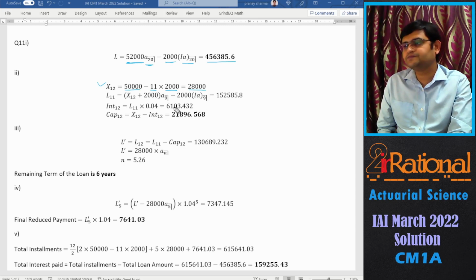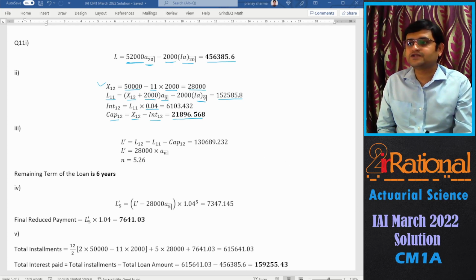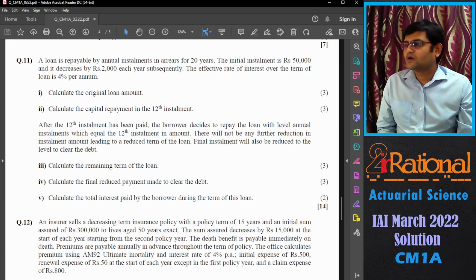That gives us 28,000. So our loan after the 11th payment, the next payment is going to be the 12th payment. So this plus 2,000, we have 9 years remaining. So this becomes our loan outstanding. The interest component would be just the loan outstanding times the interest rate. And the capital component is going to be the installment minus the interest component. So we get 21,896.568.